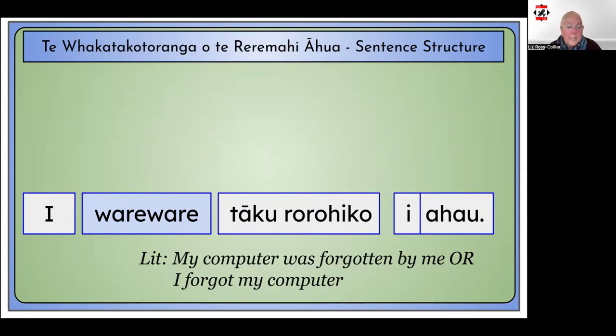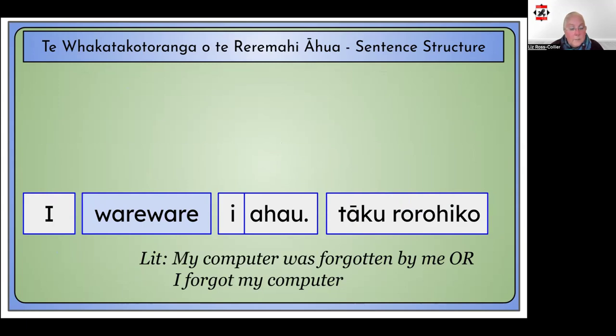You'll notice in the second example here that I've put the e and the ahau together, and that's because I wanted to show you that the order of the sentence can be changed around. But when you do that, these 2 kupu stay together. They are locked in as a unit. So when we shift around the order of the sentence, they move together. I'll show you what I mean and change the sentence. Now it reads, I wareware, I ahau, tāku rorohiko. I forgot my computer.